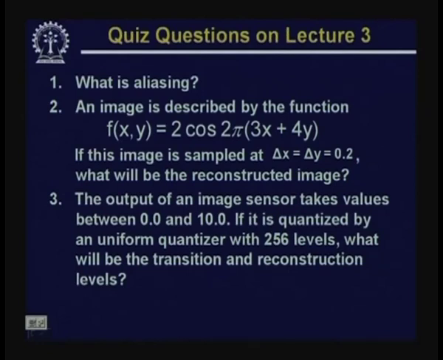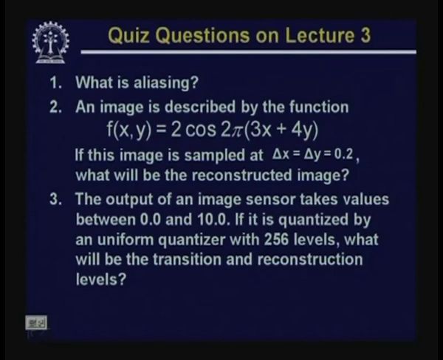If this image is sampled at delta x equal to delta y equal to 0.2, then what will be the reconstructed image? So, you have been given an image which is represented by a function, that is f(x,y) equal to twice cos 2π(3x + 4y). The image is sampled both in x direction and y direction, where the sampling interval in both the directions is 0.2, then we have to find out what will be the reconstructed image.